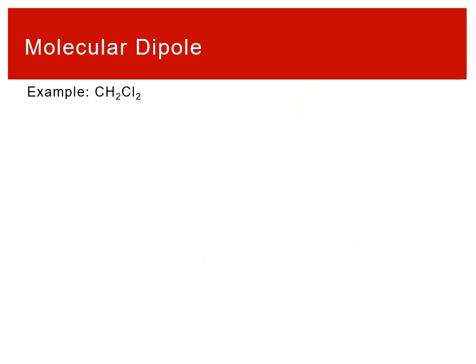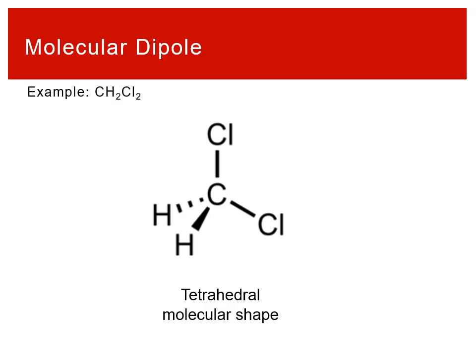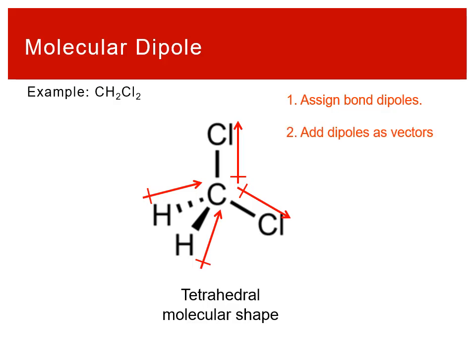Let's look at some more examples. This is CH2Cl2. That is a tetrahedral molecular shape. Assign those bond dipoles. Chlorine is more electronegative than carbon, but carbon is more electronegative than hydrogen. So all the bonds are, again, polar, and we can see we got these arrows pulling in different directions. If we want to think about adding those dipoles as vectors, we can see the chlorine bonds are pulling out, and the hydrogen bonds are kind of getting pulled in.